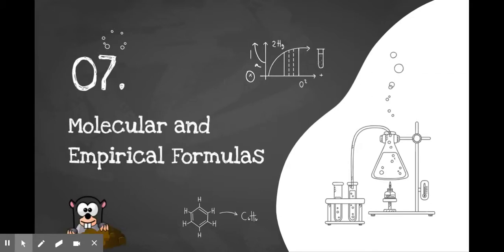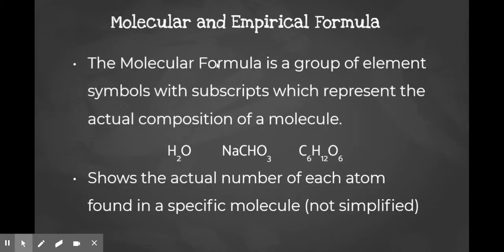So, first, some definitions. Molecular formula is the group of element symbols with subscripts which represent the actual composition of a molecule. So there's a couple examples there. H2O, there's sodium carbonate there, Na2CO3. The next one is glucose. You might remember that from photosynthesis. C6H12O6.